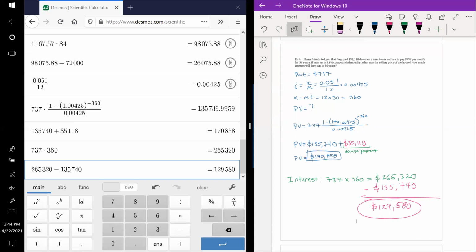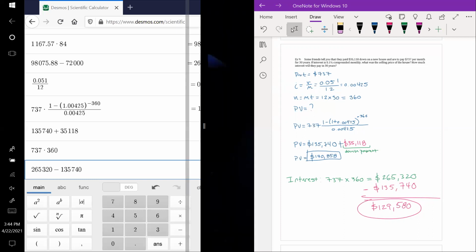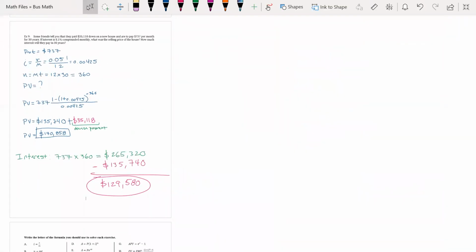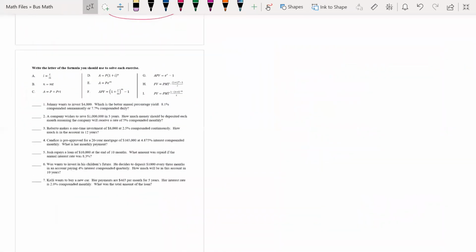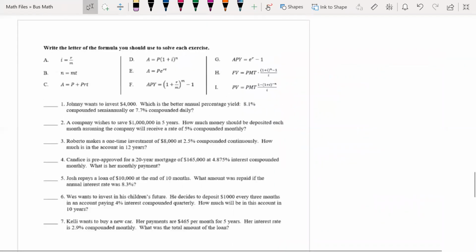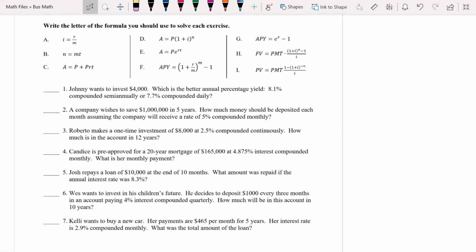No, sir. All right then. Don't need the calculator anymore. We get into the last page. All this exercise is finding out what formula fits where. Okay. So we're given compound interest, we're given continuous compound interest, we're given APY, and then we're given future value and present value. Okay. So number one, Johnny wants to invest $4,000.